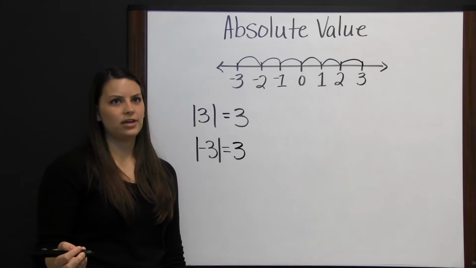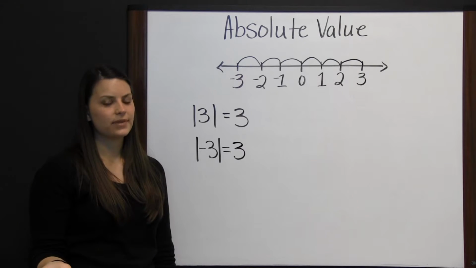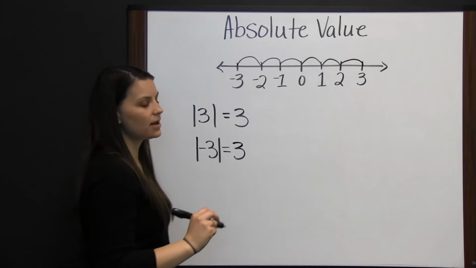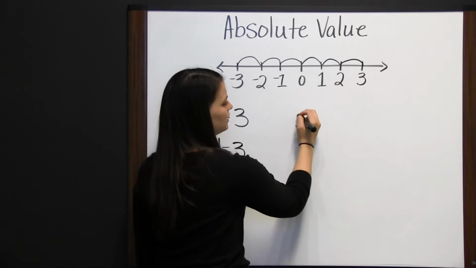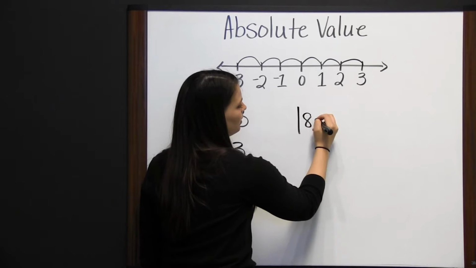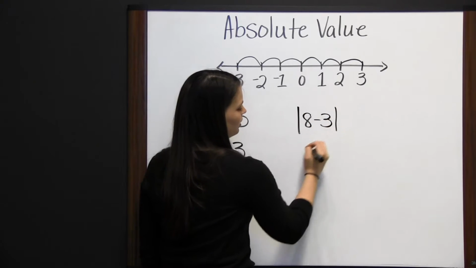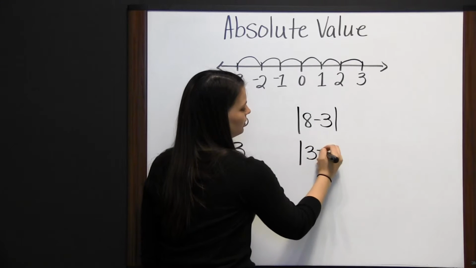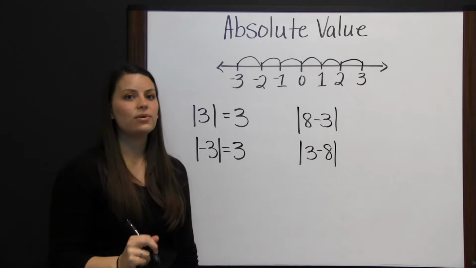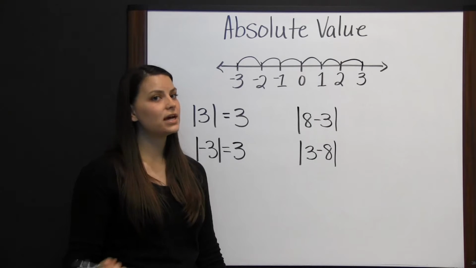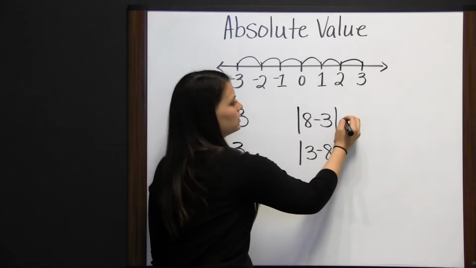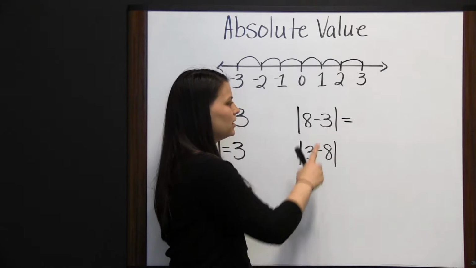The absolute value of a difference, when you're doing that, the order doesn't matter. Let's look at the absolute value of a couple of differences. The absolute value of 8 minus 3 and the absolute value of 3 minus 8. When you're doing the absolute value of a difference, again, the order doesn't matter. The result will still be the same. Let's see how that happens.